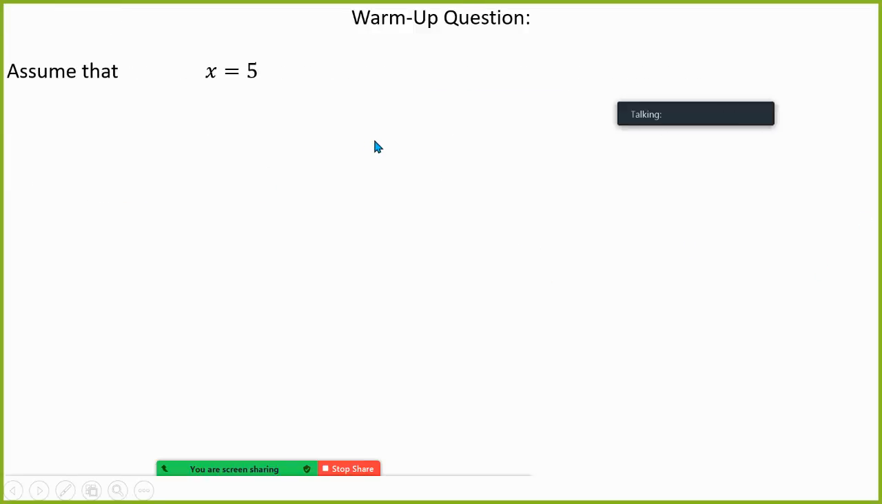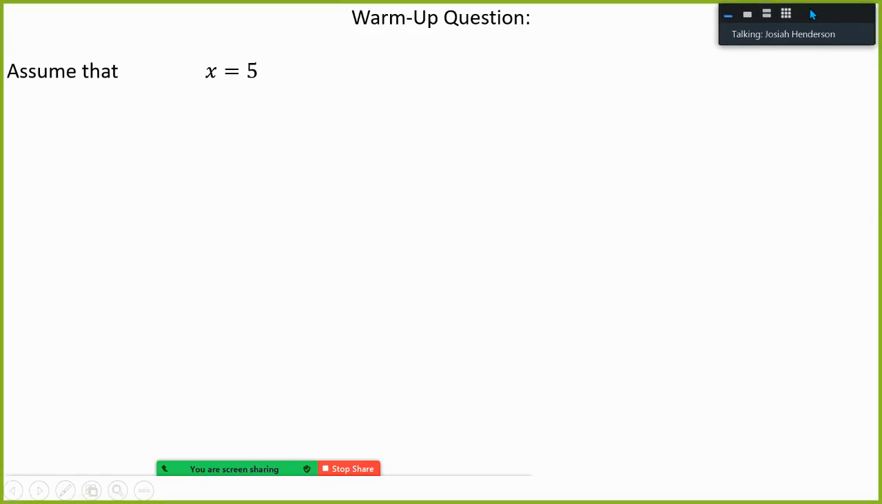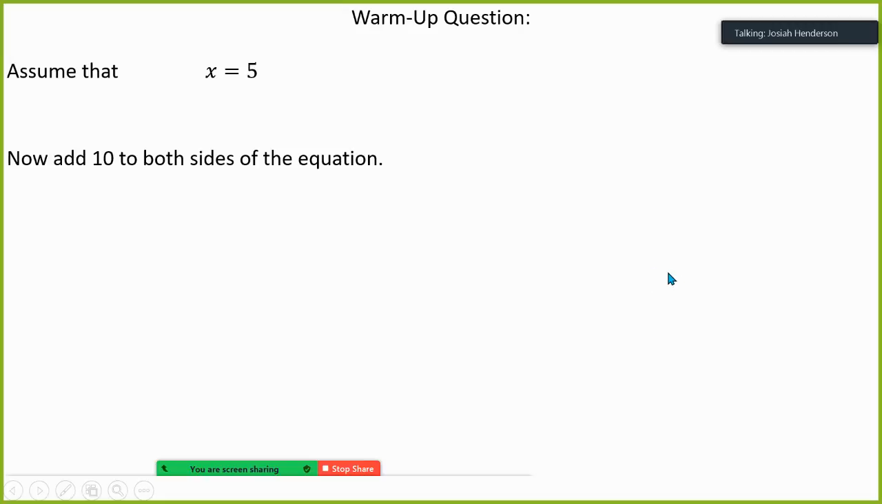Okay, warm up question. Work on this with me. This will get us kind of prepped for the new material for systems with elimination. So assume with me that x is equal to 5. Simple little equation. Assume this is true. Now I want you to add 10 to both sides of this equation.